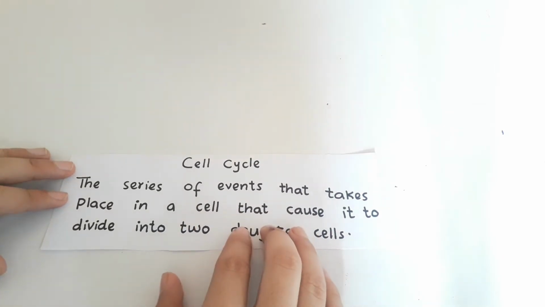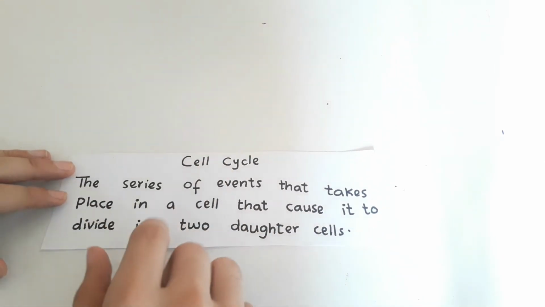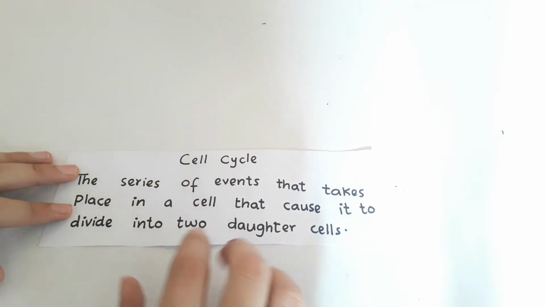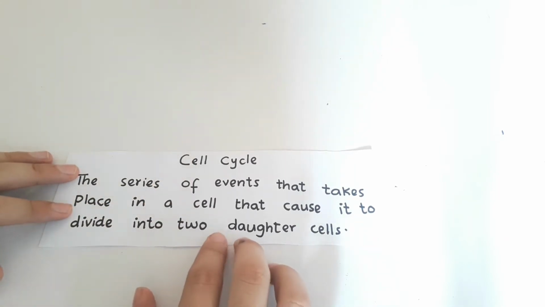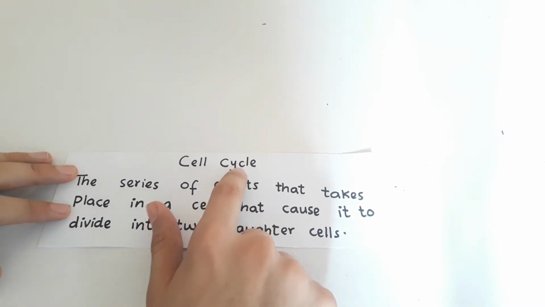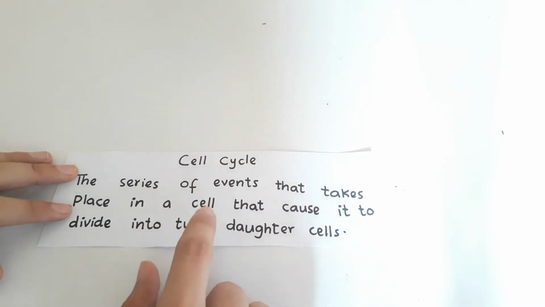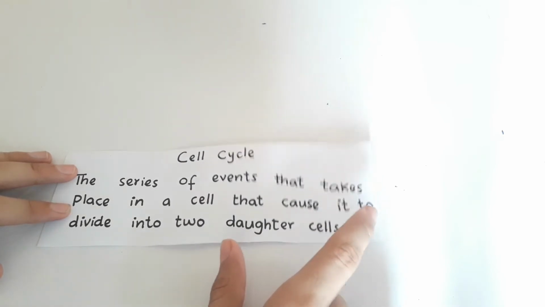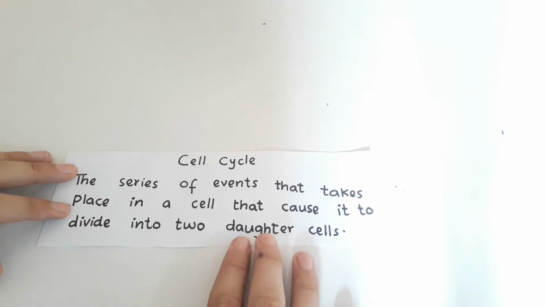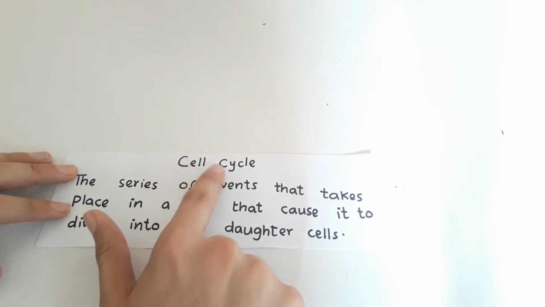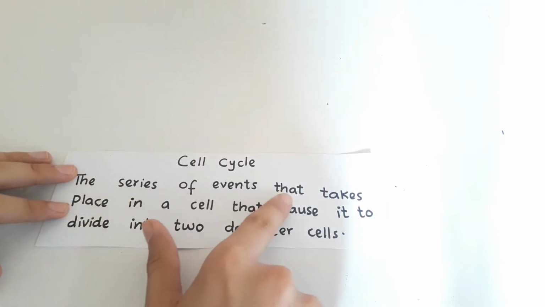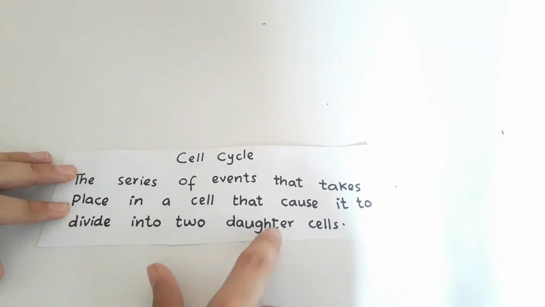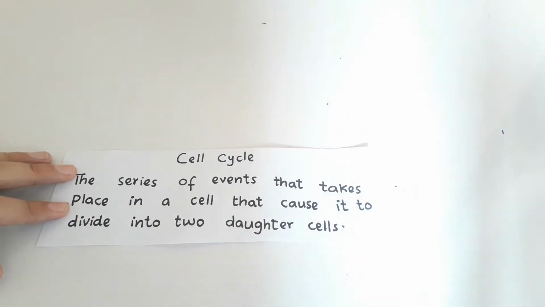This video is an introduction to the cell cycle. Well, we all know that the cell is the building block of all organisms. While the term cycle means a series of events or actions that repeat themselves regularly in the same order. So, the cell cycle means the series of events that takes place in a cell that cause it to divide into two daughter cells in mitosis.